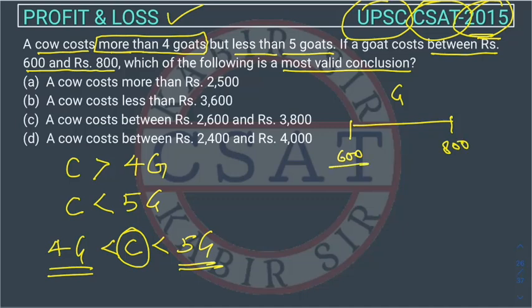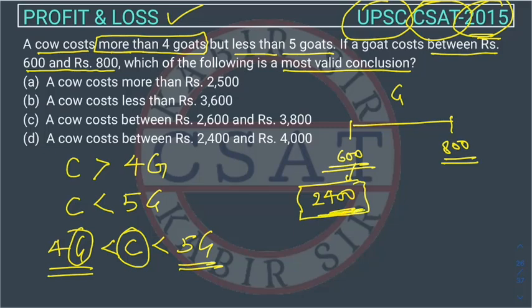The minimum price can be 600 and the maximum can be 800, right? So now they are asking about the conclusion. Suppose all 4 goats are of 600, right? So it will become 2400, because there will be no goat whose price is less than 600. So the cow price will always be more than 2400, right?